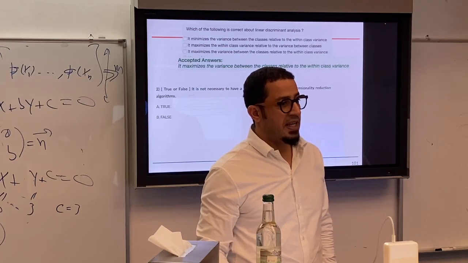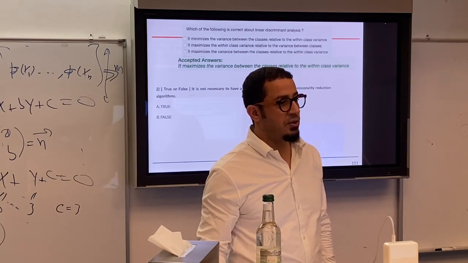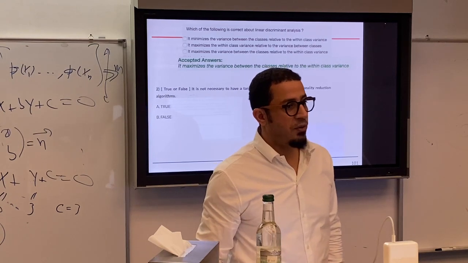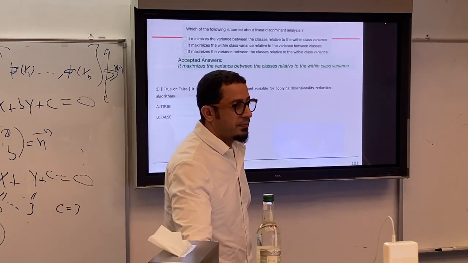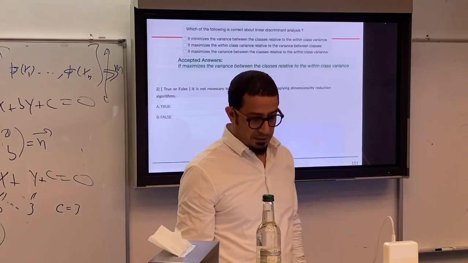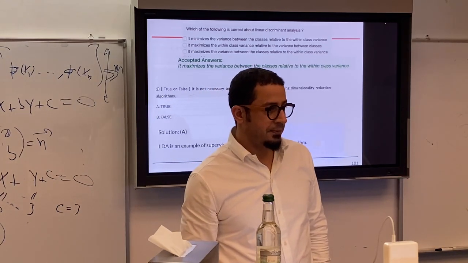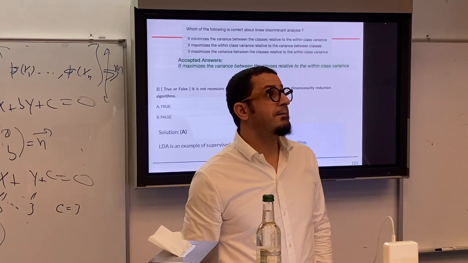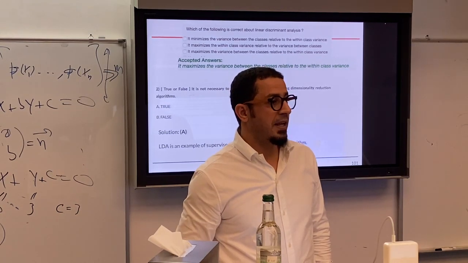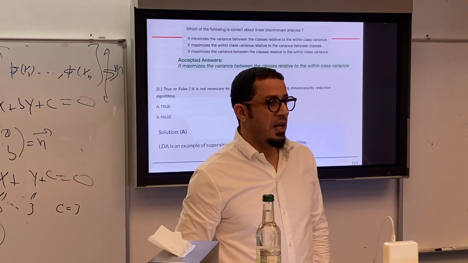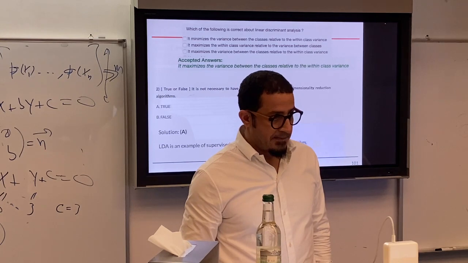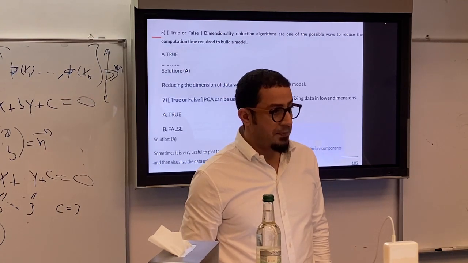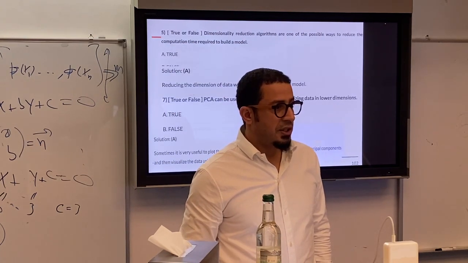Last one, is it not necessary to have a target variable for applying dimensionality reduction? True or false? True. Are you sure? We don't need class label. What is the target value? Sorry? What do you mean? To have the target value? Label. Target variable, a target means label, yeah. Yeah. No, we don't need. Yeah. This one, check.